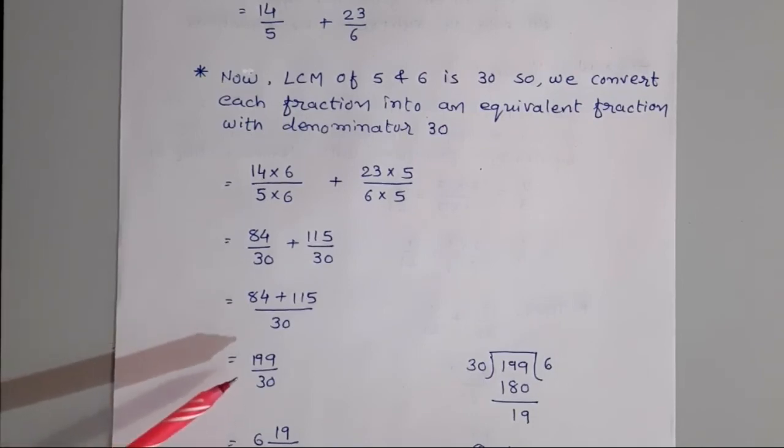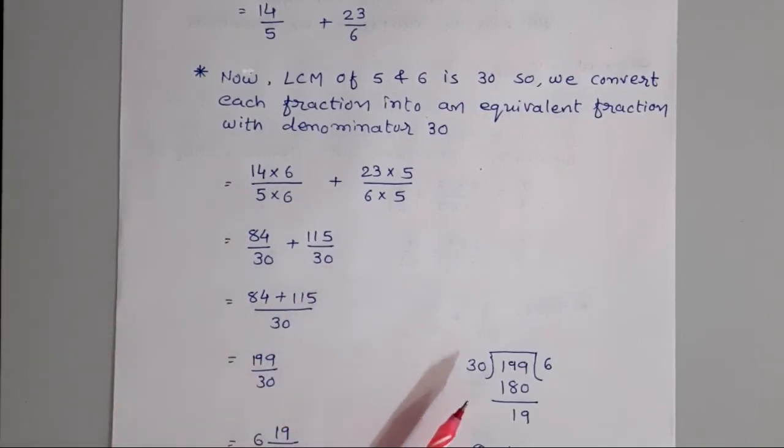If we convert this improper fraction into a mixed fraction, we have to divide like this: 6 times 30 is 180, remainder will be 19. So the quotient will be 6, remainder will be 19 and the denominator is 30, so 6 integer 19 upon 30 is the answer in terms of mixed fraction.